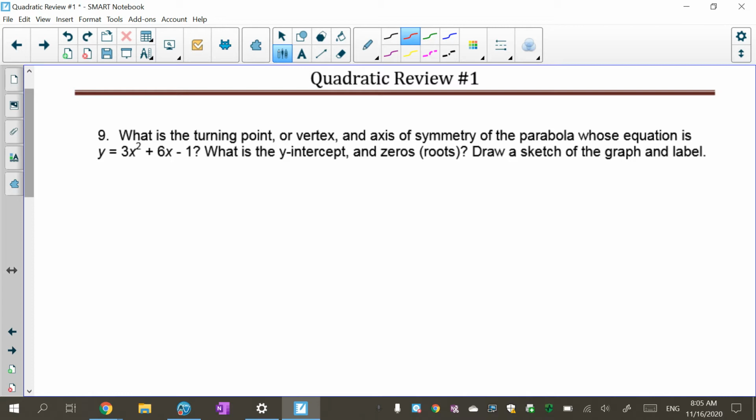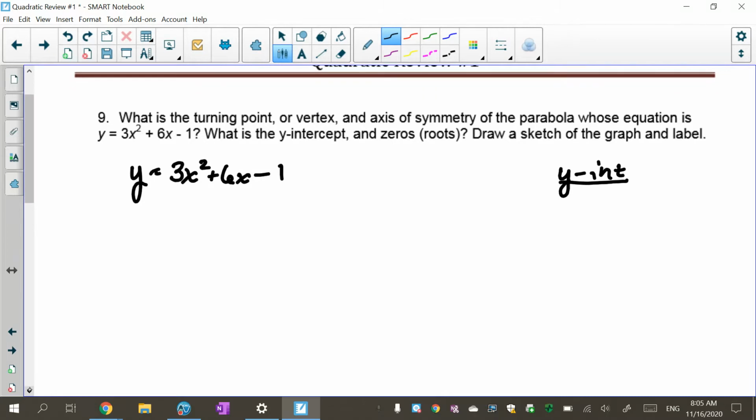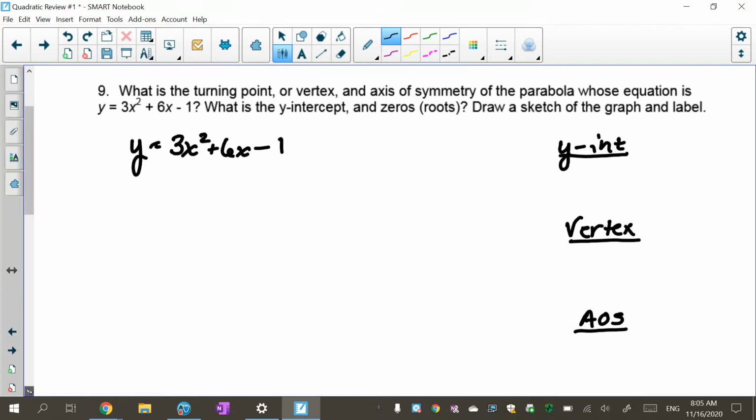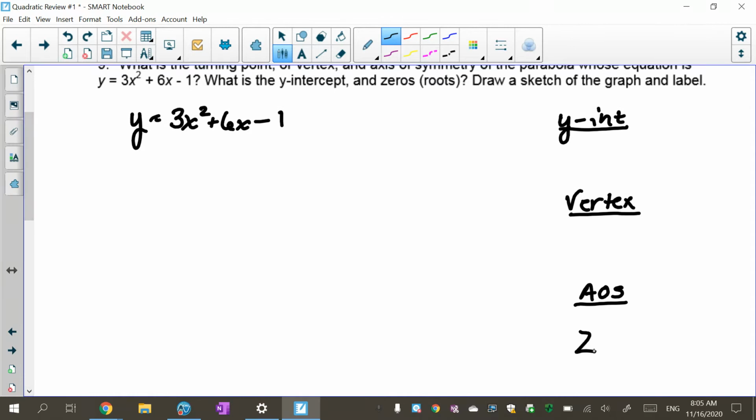So the first thing I'm going to do is just let's do all the work. We can check it on our calculator. So I have y equals 3x squared plus 6x minus 1. Now the first thing is I'm going to get everything all set up. So I'm going to do the y-intercept first because that's the easiest one. And I'm going to set it all up. Then I have the vertex that I can find. Then I can find the axis of symmetry. Now remember, all of these two I can do by completing the square. And the last thing I'm going to do is do my zeros or my roots. Okay, so I have them all kind of listed over here on the side.